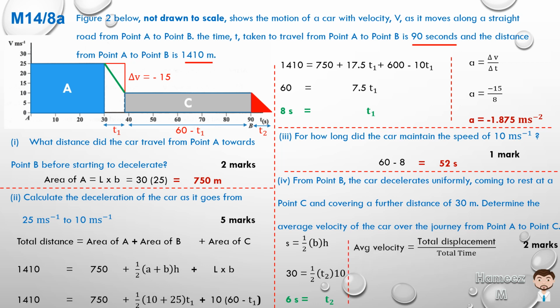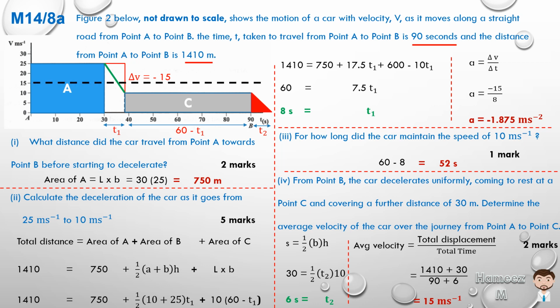So the average velocity is the total displacement divided by the total time taken. So the total displacement is 1,410 plus 30, divided by the total time taken, which is 90 plus 6, 96. And that works out to be 15 meters per second. So that means that if we consider the car moving at 15 meters per second from point A until it reaches point C over this 96 seconds, it will still cover the same distance as what actually happened on the graph.